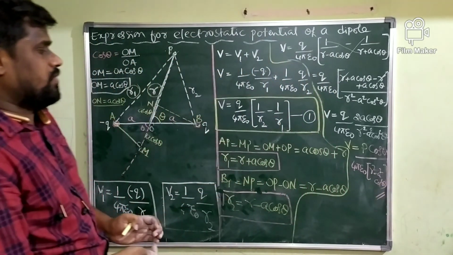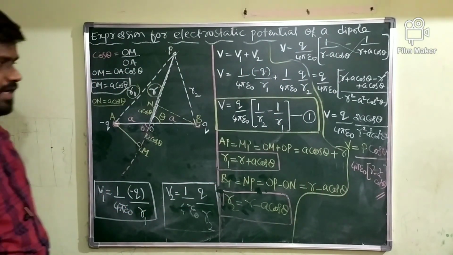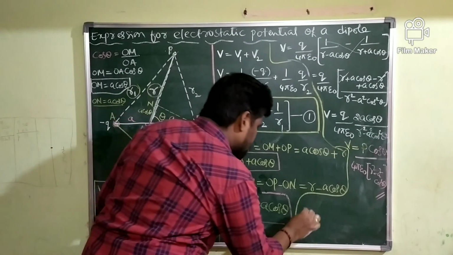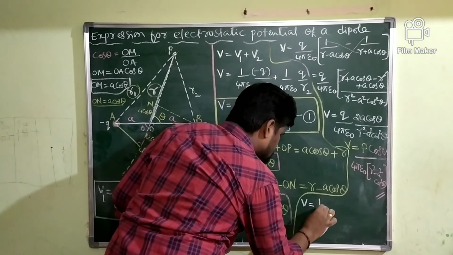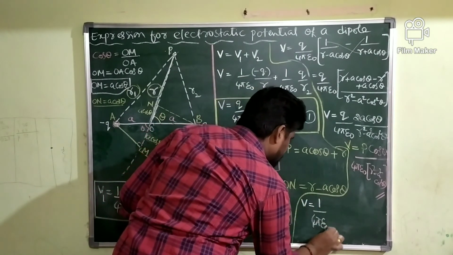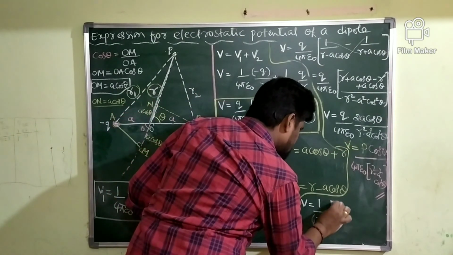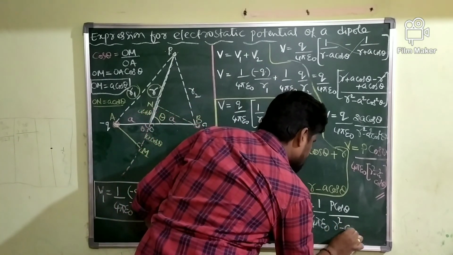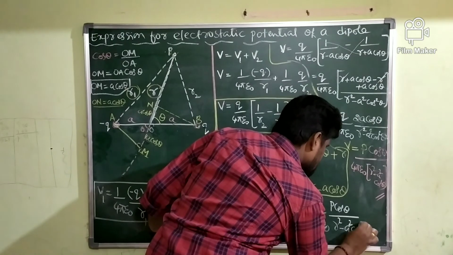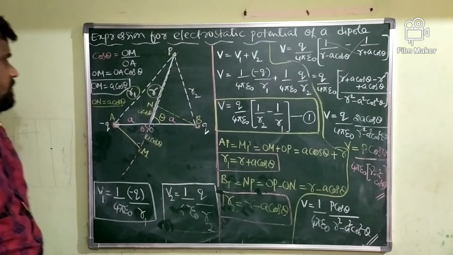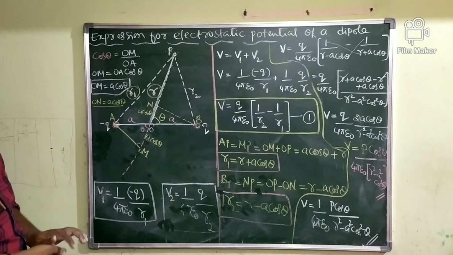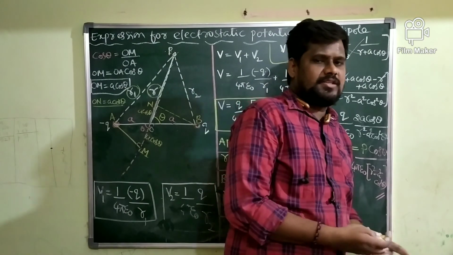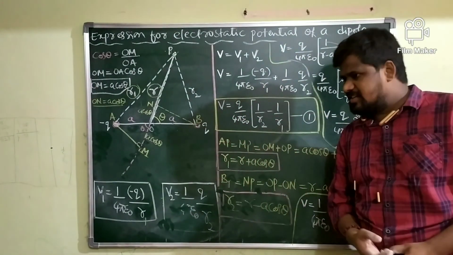So this is the expression for electrostatic potential at a point due to electric dipole. Therefore, let me write the final expression here. V is equal to 1 divided by 4 pi epsilon naught, into P cos theta divided by R square minus A square cos square theta. So this is the expression for electrostatic potential at a point due to electric dipole. I'll discuss more about this concept in the next class.